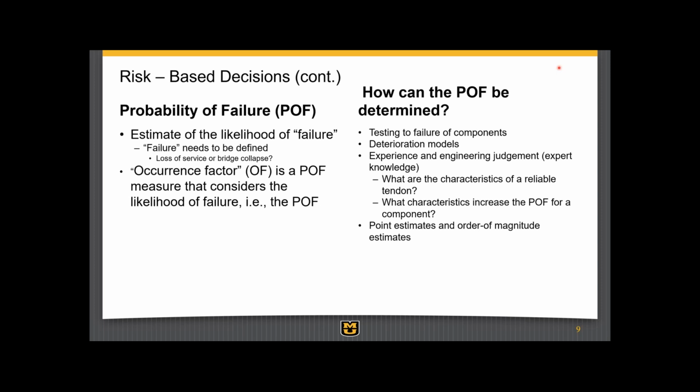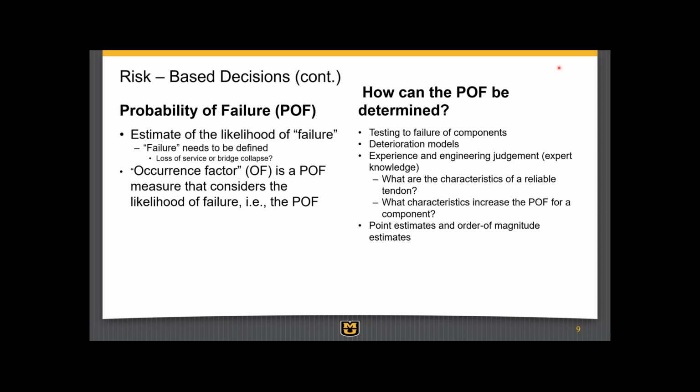And this is what's been done in this project and also in risk-based inspection for regular routine bridge inspections, to try to characterize what are the characteristics, or what we call attributes, of a reliable tendon, for example, or what are the characteristics that might increase the likelihood that that's going to fail sometime in the future.